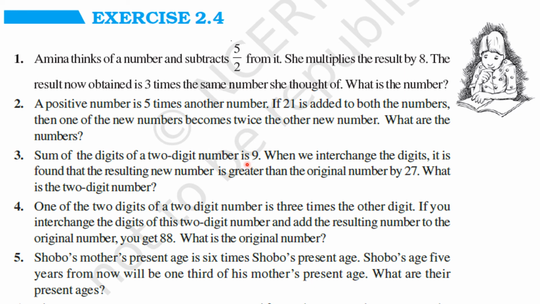Again I am repeating, the sum of the digits of a two-digit number is 9. So if the unit digit is x, then the tens digit is 9 minus x. Now the value of this number will be 10 into 9 minus x plus x. Now it is simply the same question that we did in the example. Only the assumption part was different. Now I hope you can solve this question just like example number 14.